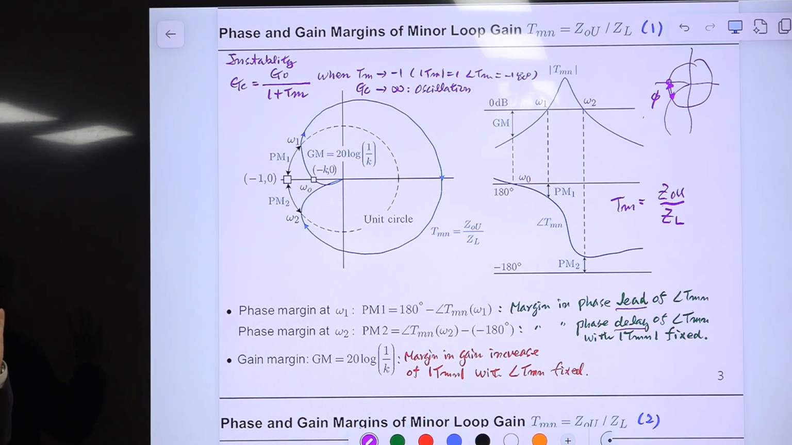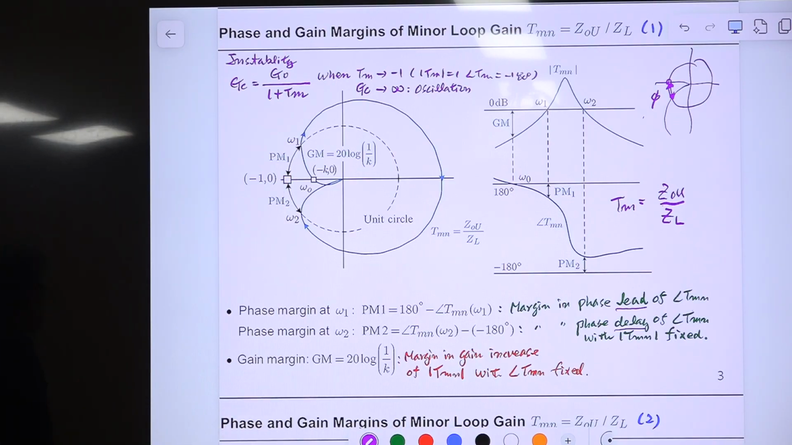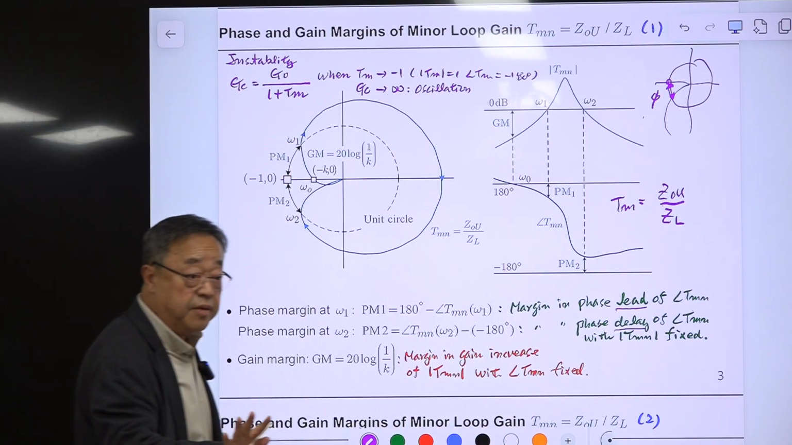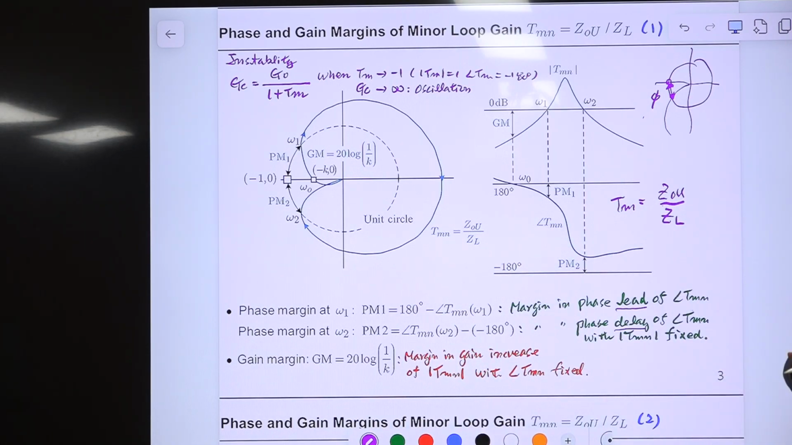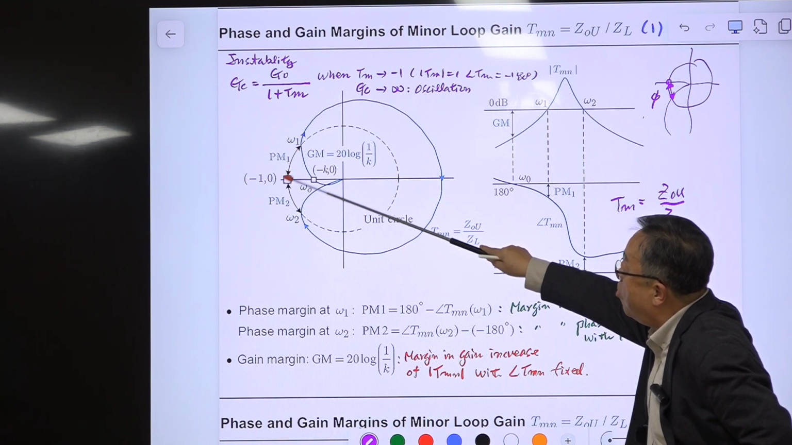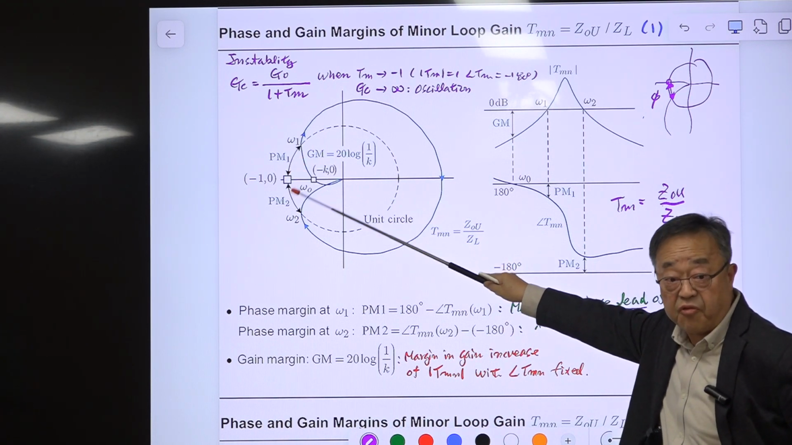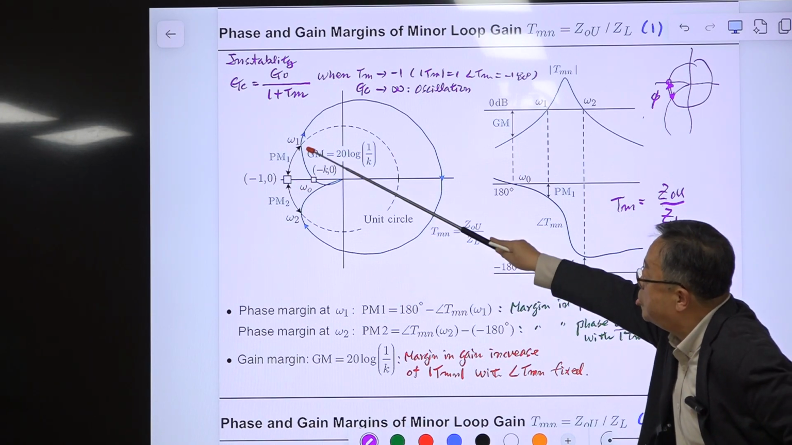One is that phase is fixed. Phase is not changing at all, but the magnitude is increased this much, then that becomes unstable. Another: the magnitude remains the same, so the circular shape, radius and shape remain the same, but it's rotating, right? Then it becomes unstable. So the phase margin at this frequency is this much, but this is the margin against the phase advance, not the phase delay. PM1 is this one, the angle in between.